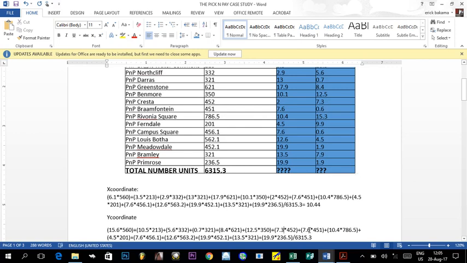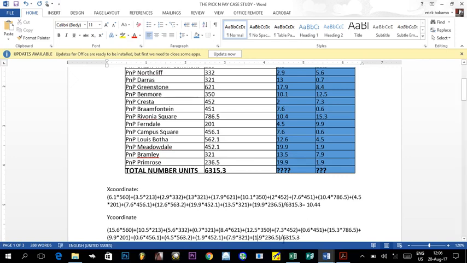After 7,3 we go on Pick and Pay Bramfontein, which is 0,6. After 0,6 we have 15,3. After 15,3 we have Pick and Pay Fendel with 9,9. After 9,9 we have 0,6 that comes from Pick and Pay Campus Square, and after we have 4.5. After 4.5 we have 1.9. After 1.9 we have 7.9. After 7.9 we have 1.9 again. The 1.9 is for Pick and Pay Primrose.